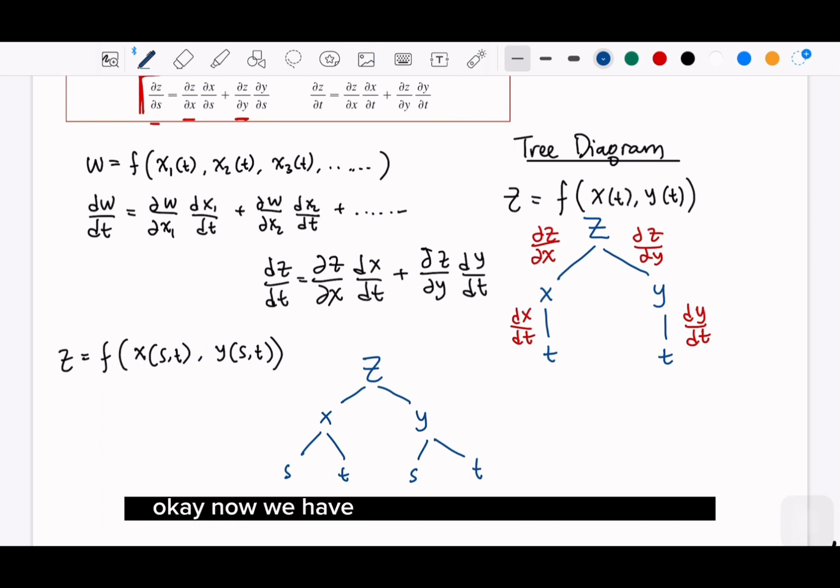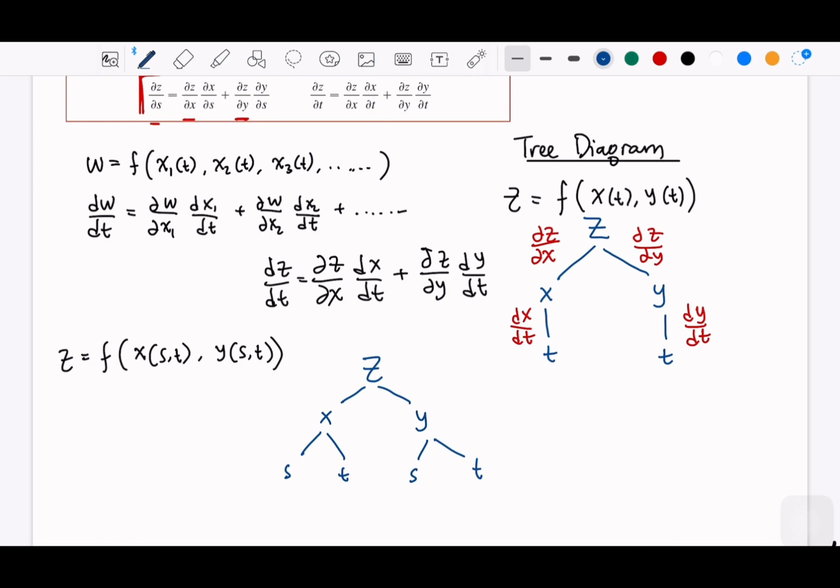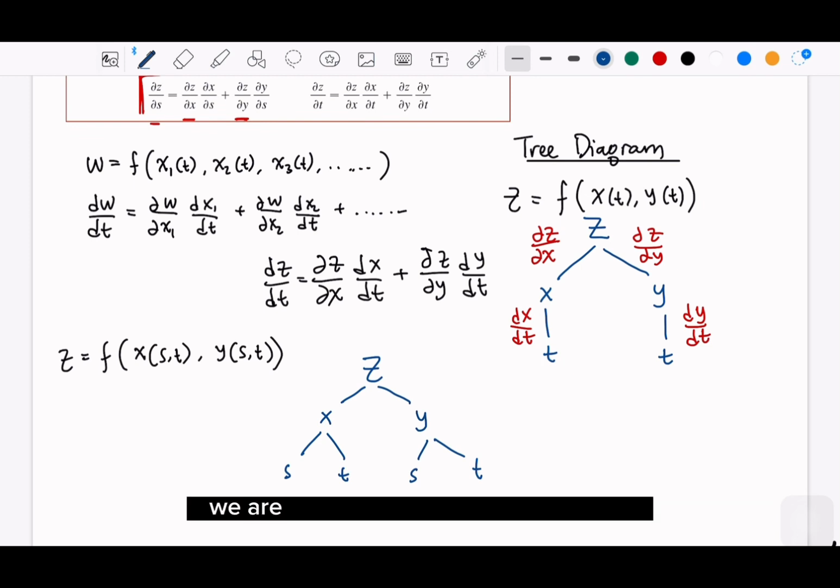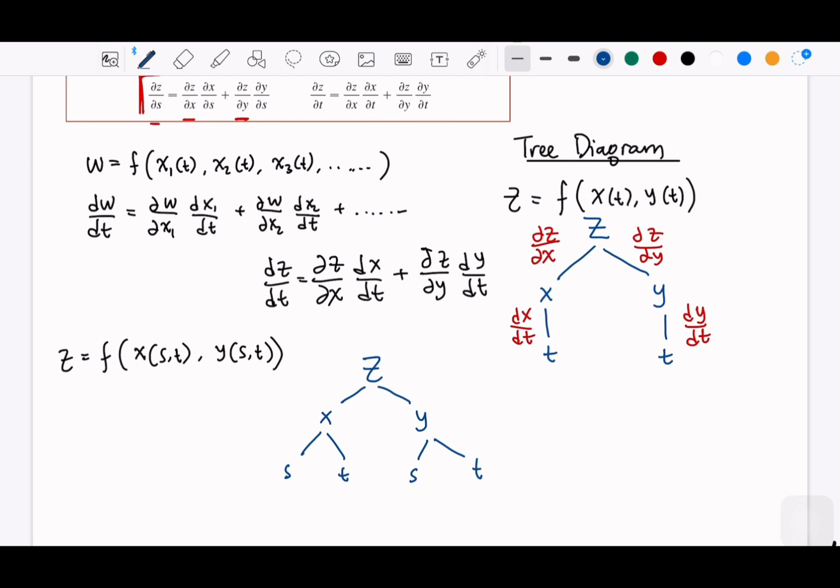Okay, now we have two variables at the bottom, right? So instead of just one, like the dz dt we had here, now we have dz ds and dz dt. But how do we get the components? We are going to make a path from here, here, here, and here.